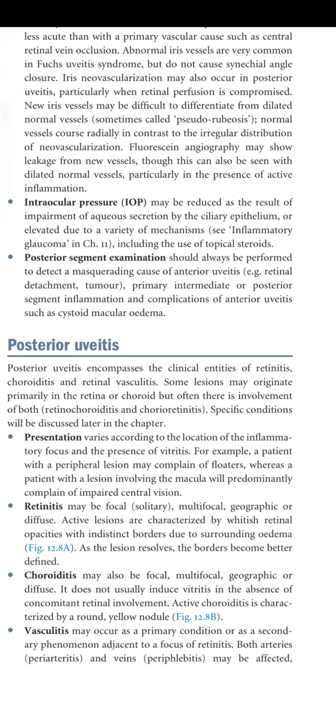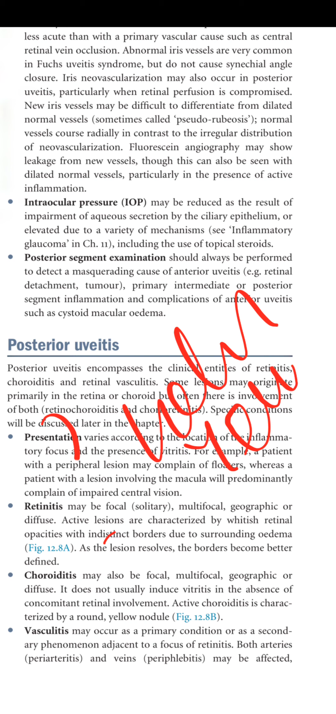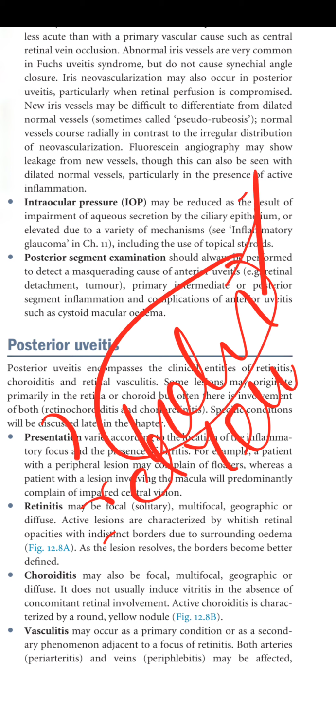Active lesions are characterized by a whitish retinal opacity with indistinct borders due to the surrounding edema. So basically, the retina gives a whitish lesion, whereas the choroid is going to give a yellowish lesion. So whenever there is a whitish lesion with edema, there is a retinitis. As the lesion resolves, the borders become better defined.